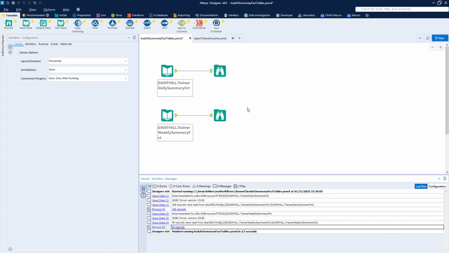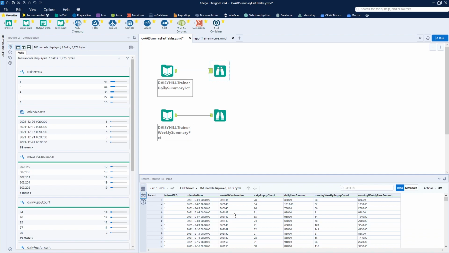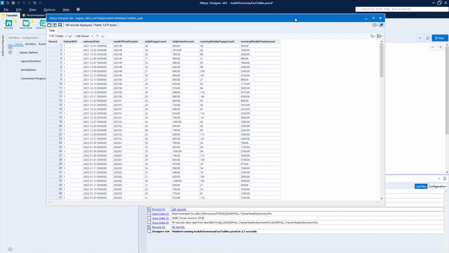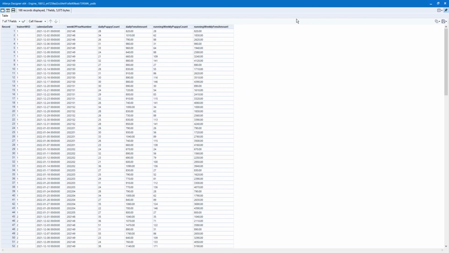In case you're looking at the data, you can do this through the browse, which is pretty hard to see down here. You can also go ahead and just simply click on the browse record number, and this will pop it out into a new window. So that makes it a little bit easier to see.